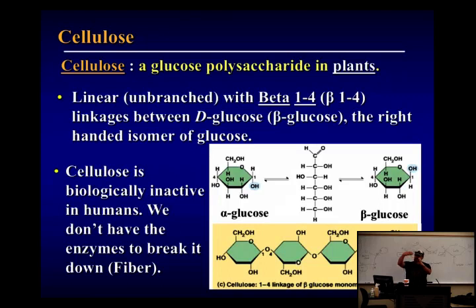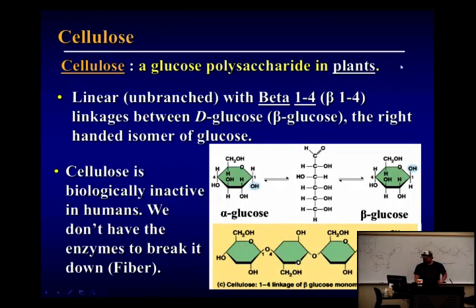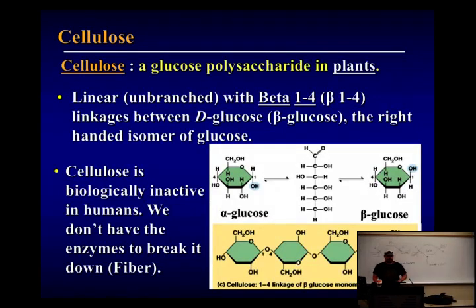Yeah, so that makes it branched. And you could build these molecules at home. You could get grapes and toothpicks and stick them together if you want, and you'll see that's how they behave. That's what they look like.